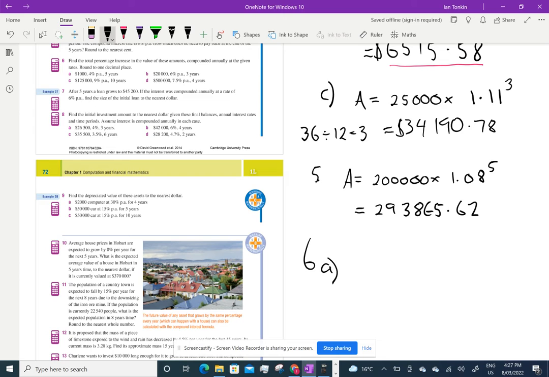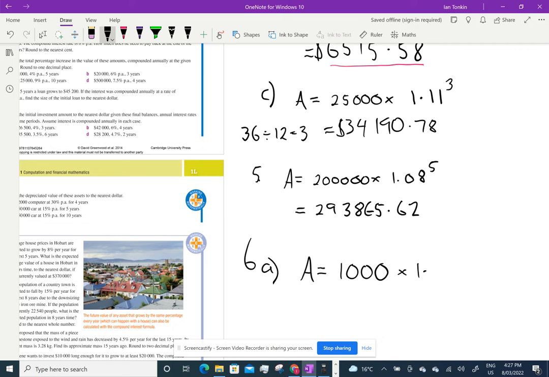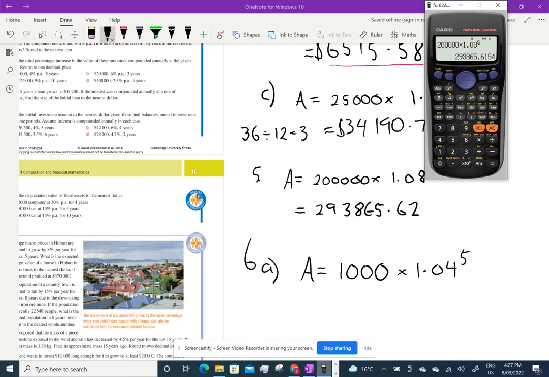Okay. So first of all, I have to find out how much it's gone up. So what's my amount that's in the bank? Well, I've got 1,000. It's 4%, so times 1.04, and it's for 5 years. Bang, calculator. 1,000 times 1.04 to the power of 5.